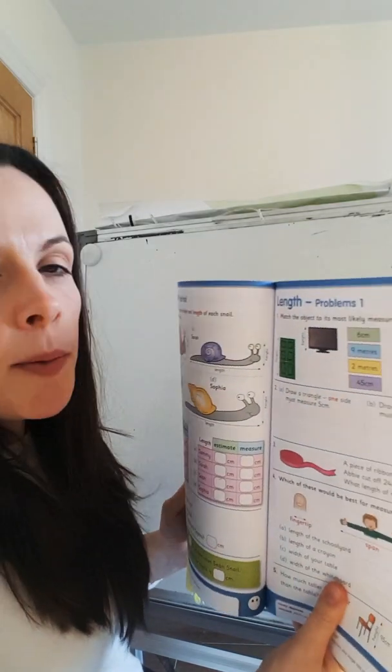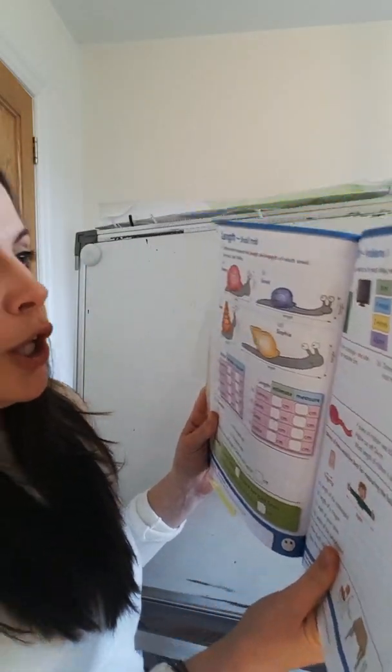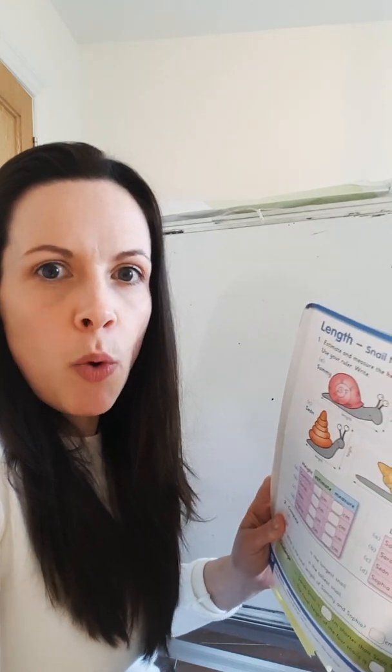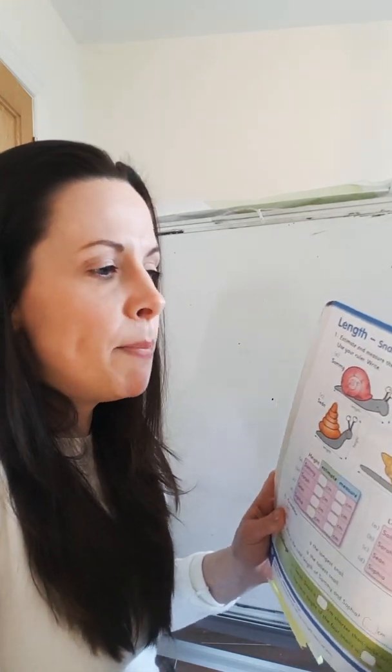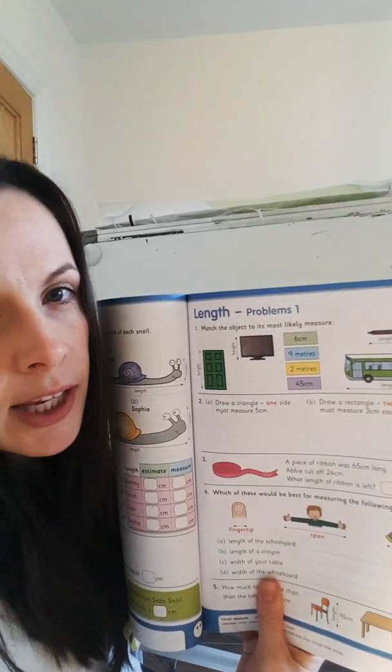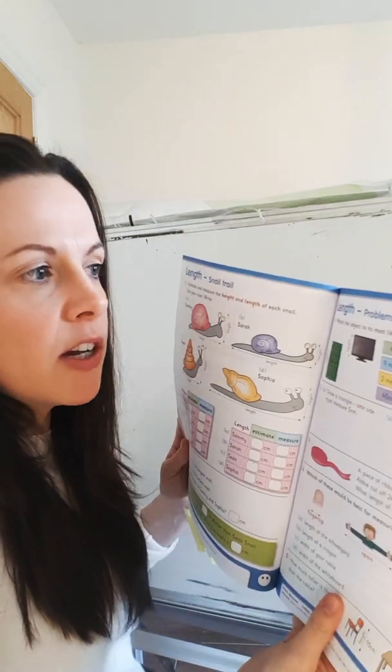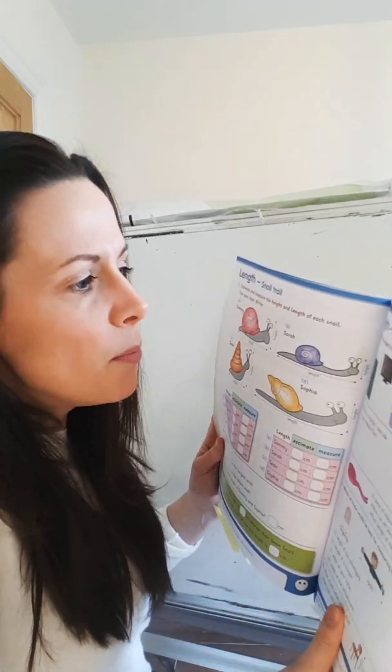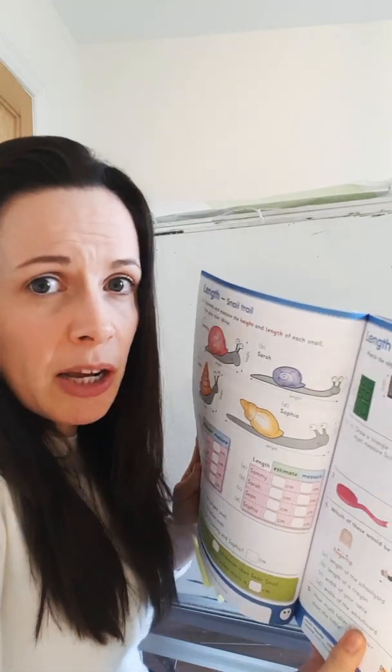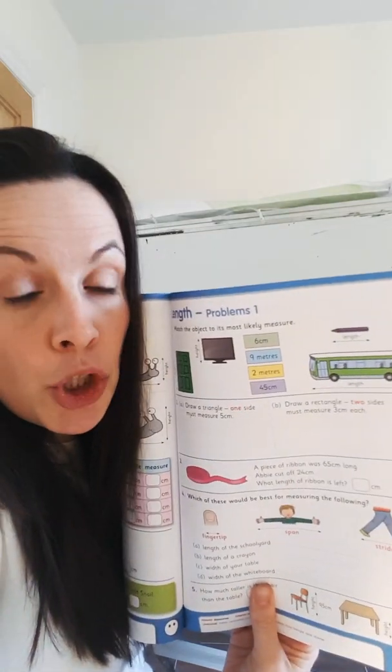Match the object to its most likely measure. So that's like estimating what would you use to measure a bus or a television. Would you use the same measurements for a crayon and a bus? So they give you 6 centimeters. Remember centimeters as fingertips? So that's around 6 fingertips. Would you measure a bus as 6 fingertips? I don't think so. Would you measure a door? That would take a little bit shorter time, but I don't think I would. Maybe I'd measure something short with 6 centimeters in fingertips.